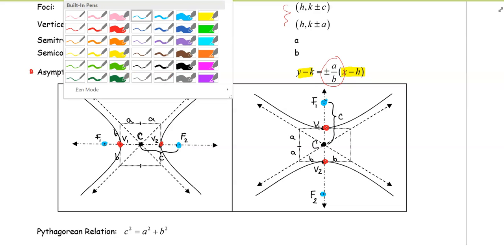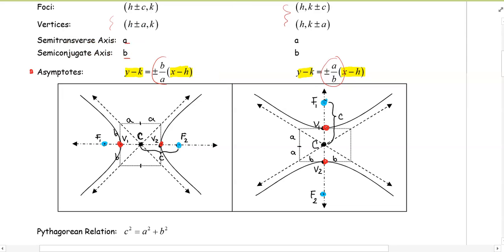So notice that I'm talking about this. This is my semi-transverse axis, half of it. That's the entire transverse axis, correct? And it connects the vertices. Notice how I had drawn that again up here and here.